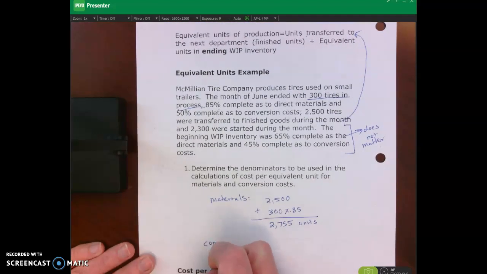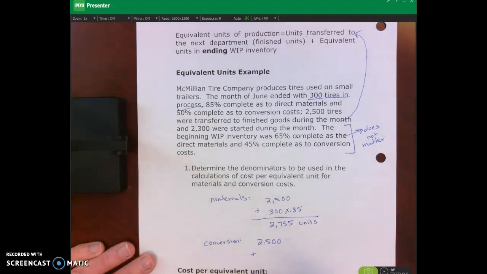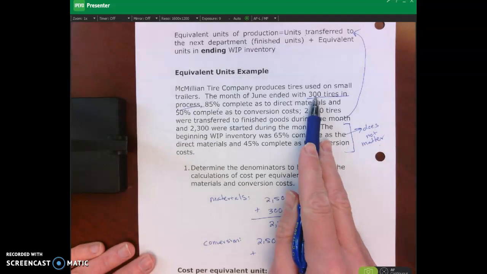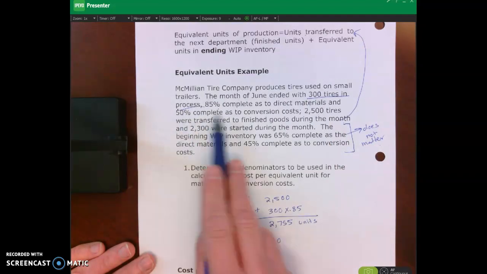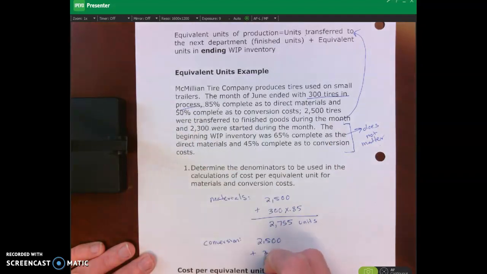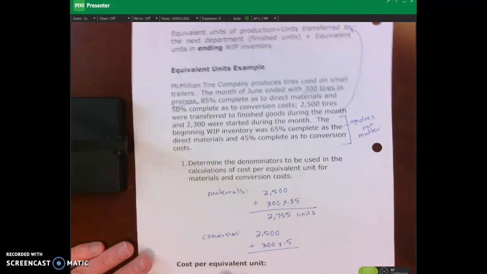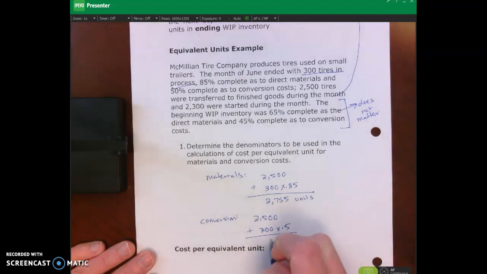Let's do the same thing here for conversion. We have our 2,500 units that were completed, plus our 300 tires in ending WIP, but they're only half complete with respect to conversion. That gives us 150 plus the 2,500, and that gives us 2,650 units. So this would be used to calculate the average cost per unit for conversion. And this would be used to calculate the average cost per unit with respect to materials.